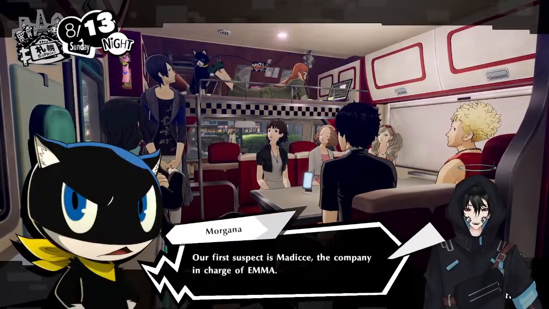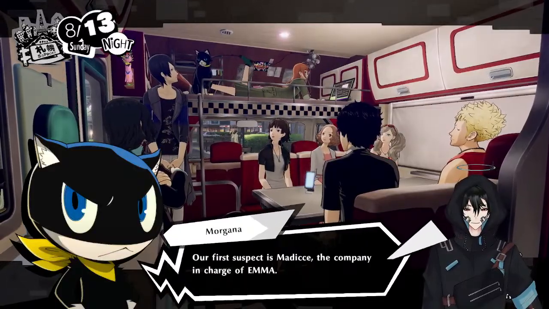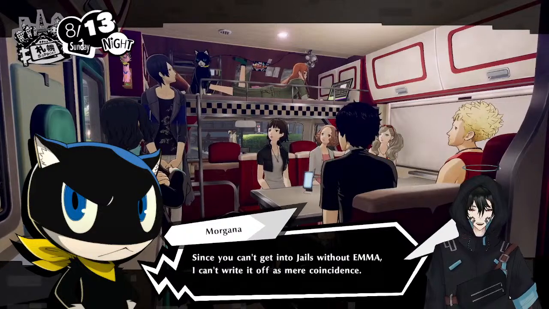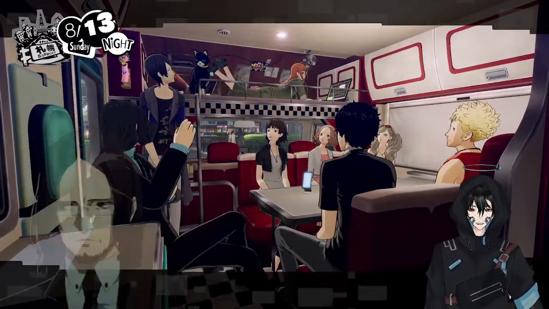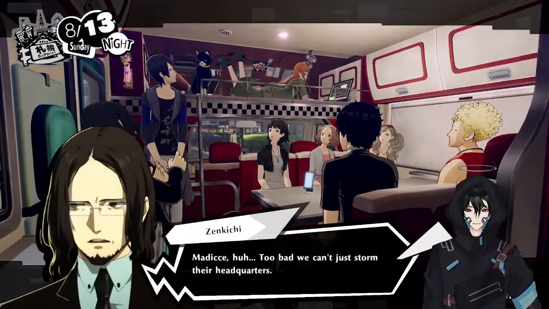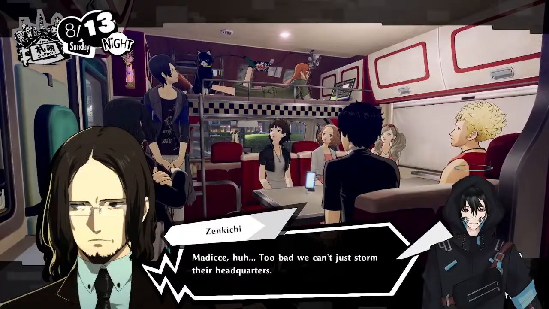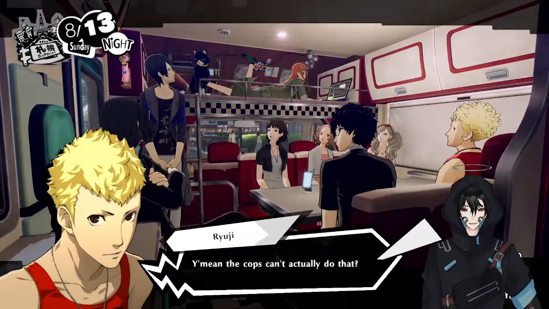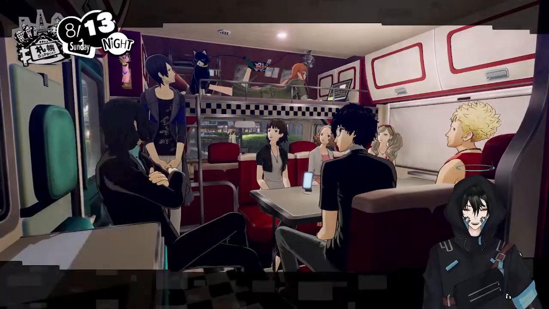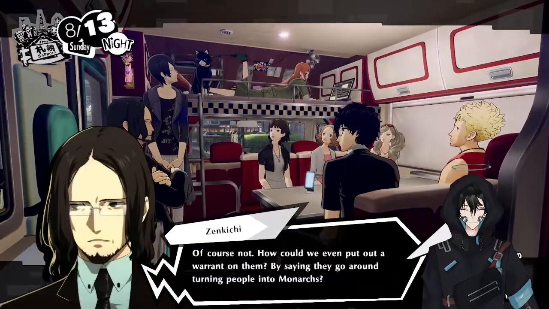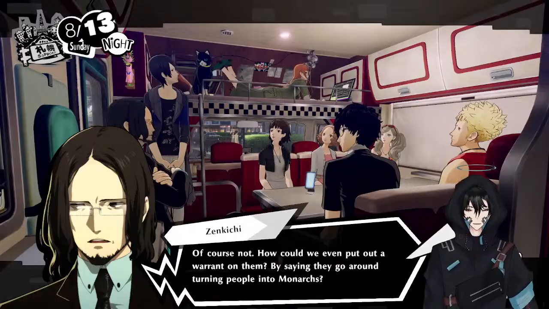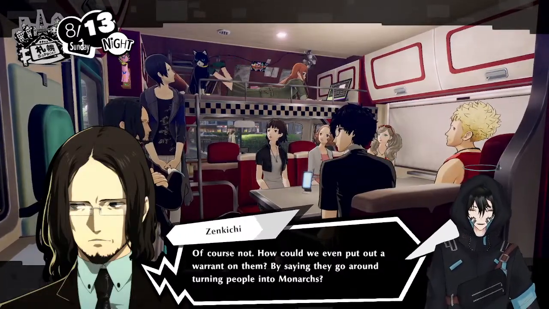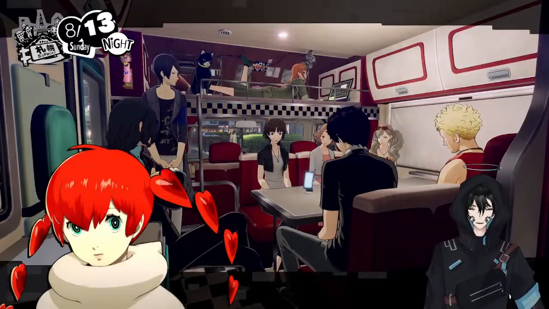Our first suspect is Mementos. Since you can get into jails without it, I can write it off as a mere coincidence. You mean the cops can't actually do that? Of course not. How could we even put out the word? By saying we go around turning people into monarchs? Oh, sure thing. They're sure gonna believe that, huh?